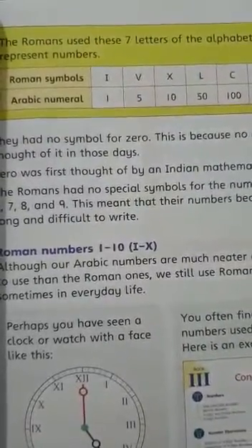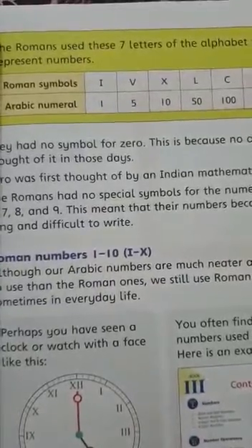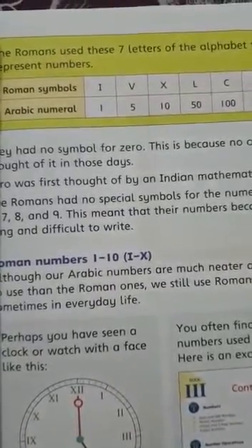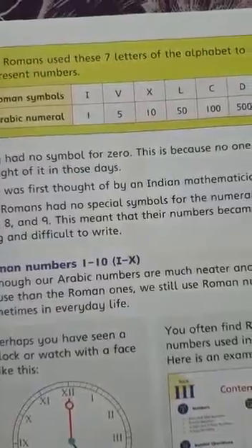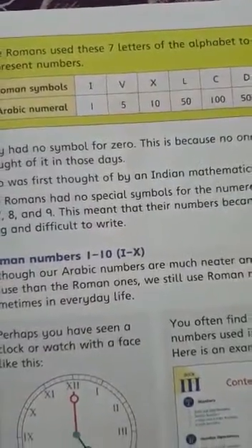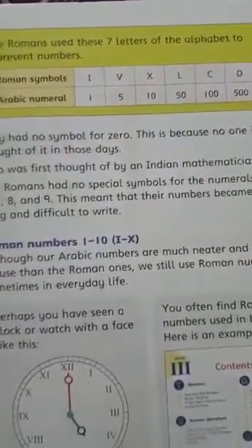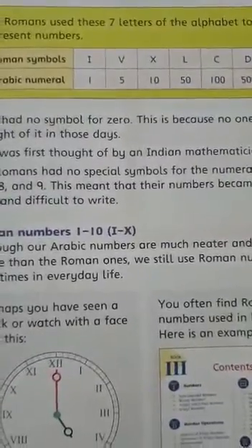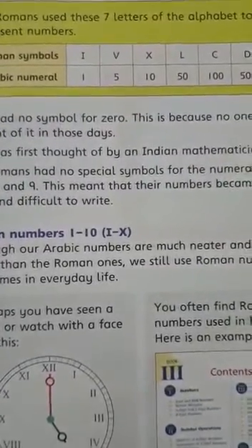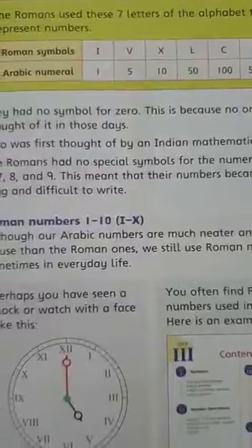In Romans you have no symbol for 0. In Romans the counting always starts from 1. Now we have Arabic numerals for solving our mathematics calculations, but there are some places where we can use the Roman numbers.